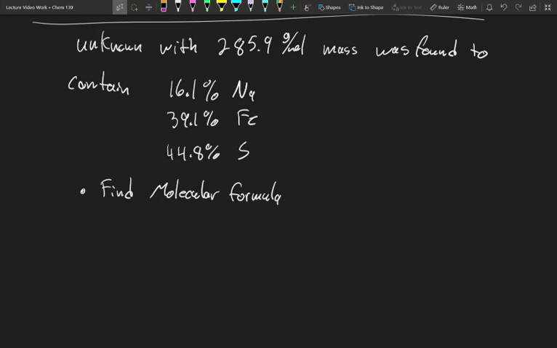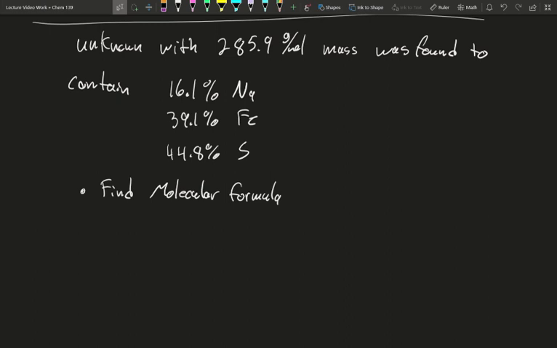So in this case, we don't have some starting options. This is a sample we obtained from some ore, so it's a new mineral. We tested it, we found some ratio of elements in it, and we're able to find a molecular mass. Given this, can we determine what the molecular formula for it is? Not just the empirical, but the actual molecular formula.